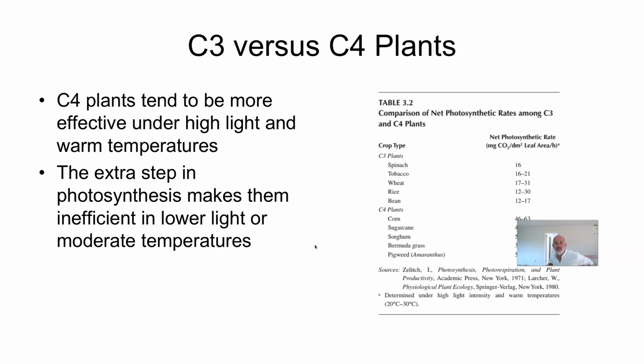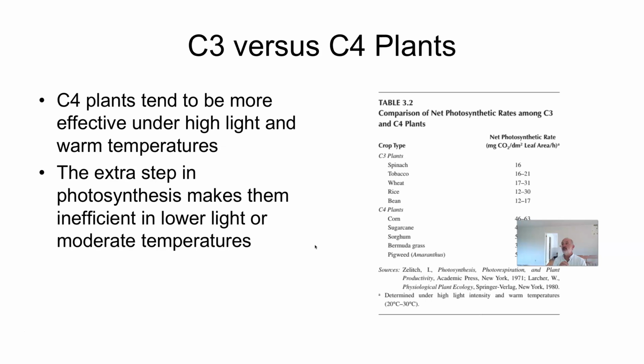Again, if we compare C3 and C4 plants, C4 plants tend to be more effective under high light and warm temperatures. In cooler temperatures, that adaptation of the process, where they store their carbon in a different part of the cycle, actually comes at an energy cost. So in lower light, shadier, cooler temperatures, they're really not as efficient, right?